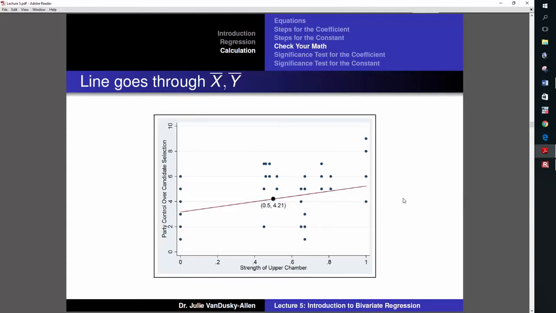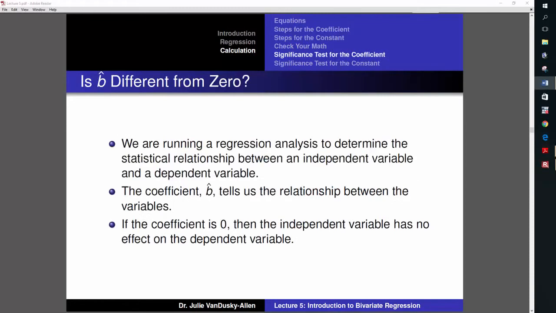Remember from earlier in the lecture, I told you that regression takes into account if one variable varies from its mean in a similar or different direction and magnitude as the other variable. So it's not surprising that the regression line goes through the mean of x and the mean of y. Now recall from the beginning of the lecture, I told you that we use bivariate regression to determine if there's a statistical relationship between two variables. So how do we determine this relationship from the regression?